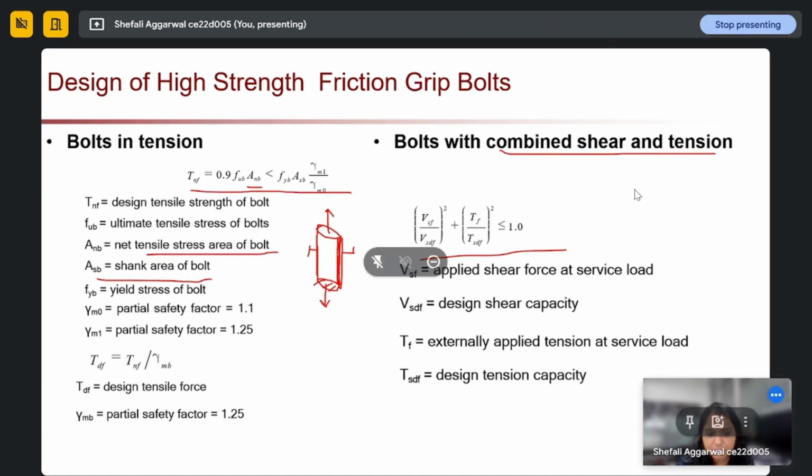Actually, I have some doubt in the concept. Generally, it is preferred that these HSFG bolts are designed very much with high friction resistance. So why do we still calculate the bearing strength? I mean, is it necessary?